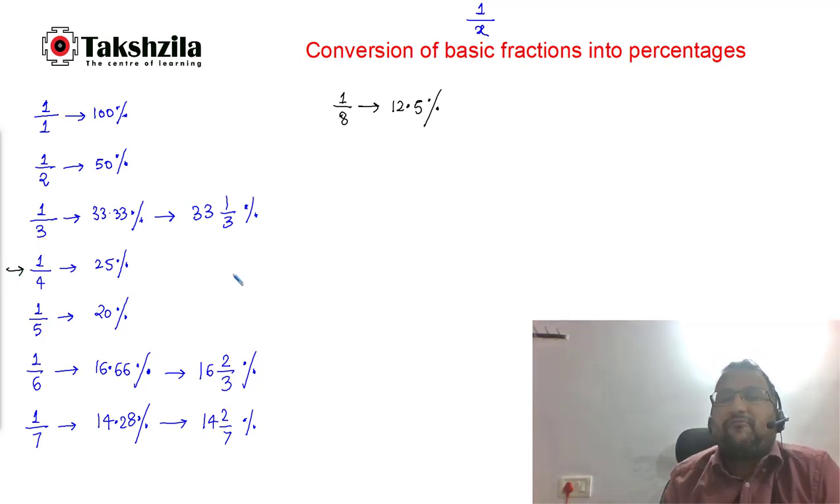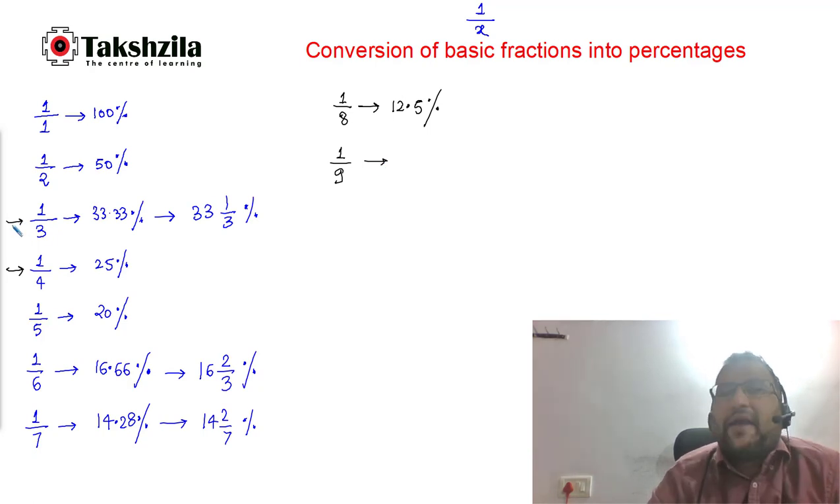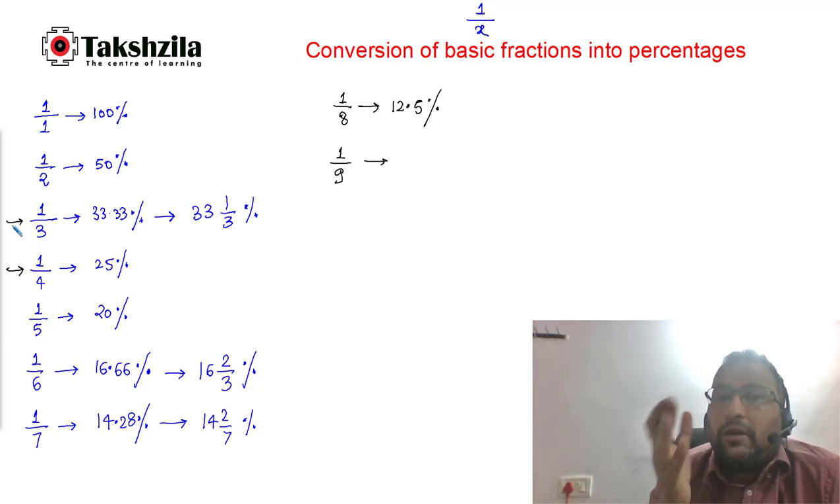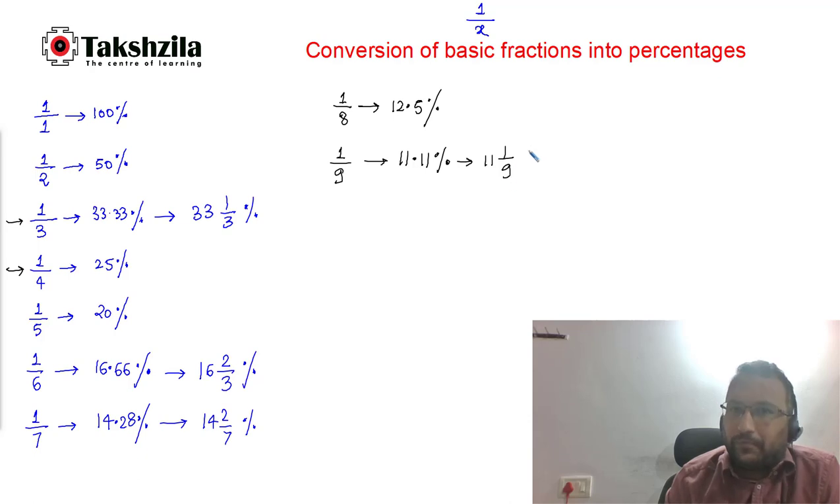So 25 by 2 becomes 12.5%. Now if you get 1 mark out of 9 marks, now we know that 1 by 3 is 33.33%. Divide both sides by 3 or multiply both sides by 1 by 3, you will get 11.11%. In mixed fraction, it is 11 1 by 9%.